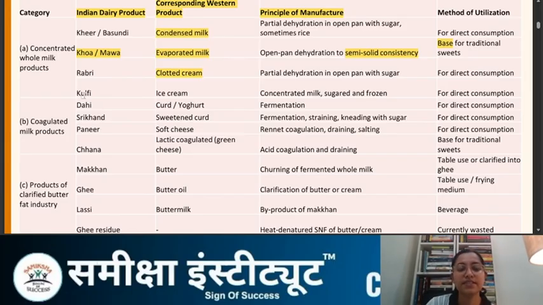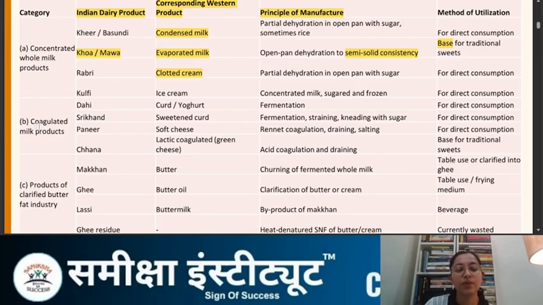Next is kulfi. Since you already know, kulfi is basically ice cream. It is again concentrated milk to which sugar has been added and it has been frozen. It is also used for direct consumption. So these were all the concentrated whole milk products.